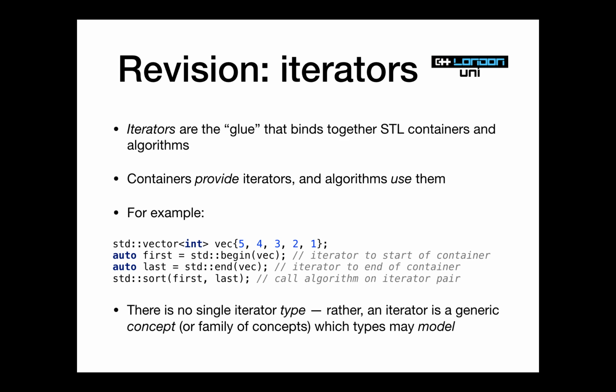If something behaves like an iterator, then it is an iterator. There is no iterator base class. Well, there is a standard iterator, but you shouldn't use it. There's no standard one iterator type. Every container implements its own iterator types.